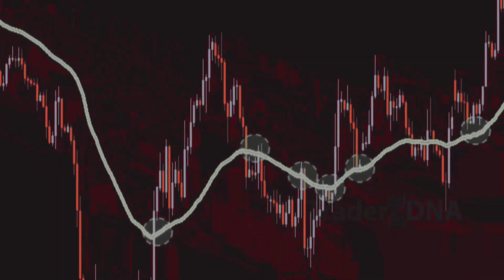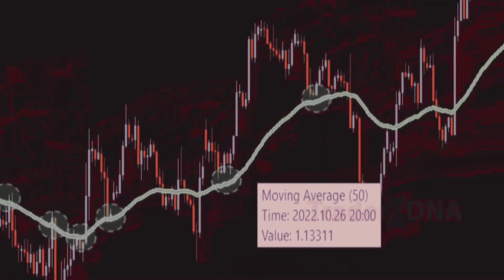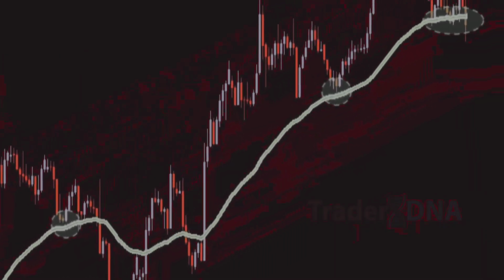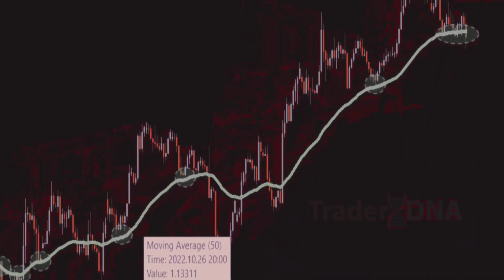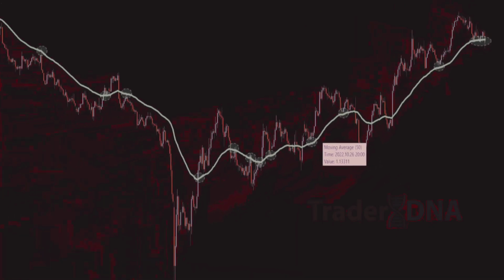That's how you discover which EMA works best for the market you're trading. But here's the catch. Don't just jump into a trade because price touches the line. That's how beginners blow accounts. You need confirmation, something that tells you the bounce is real. So what kind of confirmation?